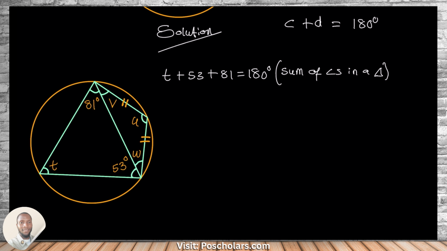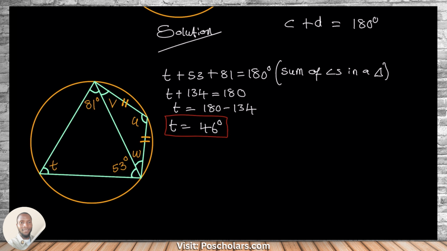Next, let's add up. 53 plus 81 gives 134. So we have T plus 134 equals 180. And we continue solving. We have that T is equal to 180 minus 134. Then T is equal to 46 degrees. Perfecto. We have gotten the value of T, right? Next, we can quickly insert that T is equal to 46 degrees, right?